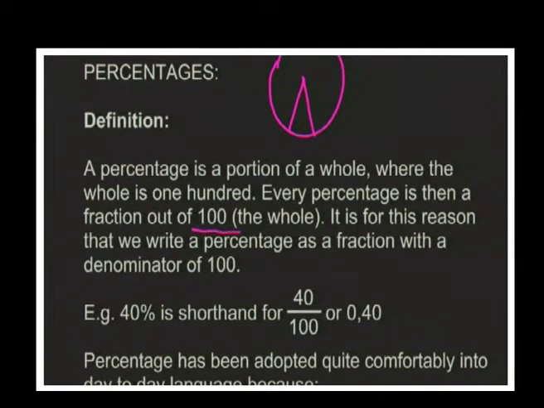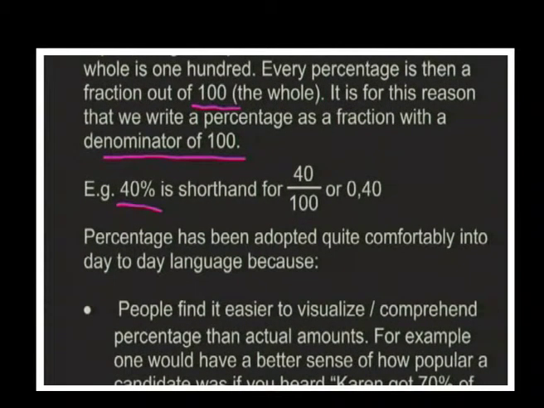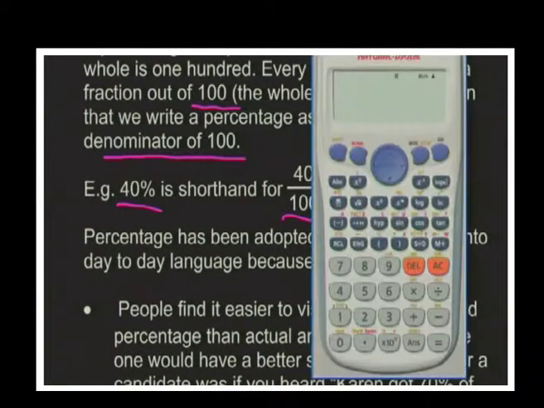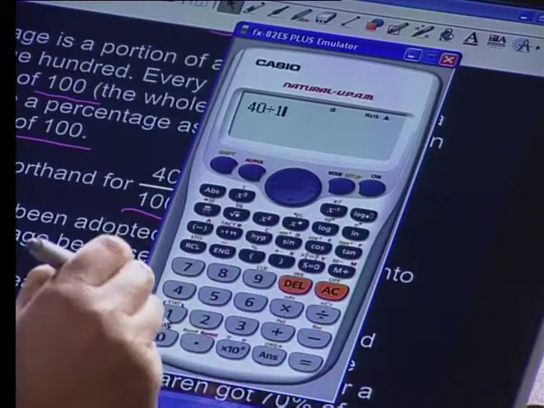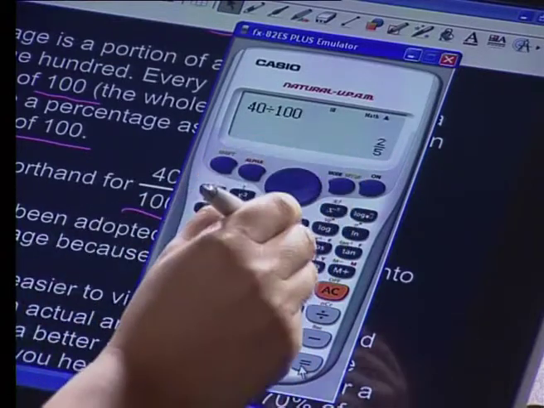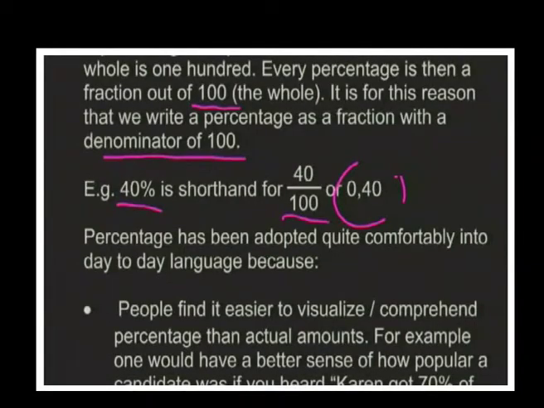For this reason, when we write a percentage as a fraction, its denominator is always 100. So, for example, 40% is actually 40 out of 100. And then to get it as a decimal, we can just plug it into our calculator and say 40 divided by 100, and we see that it is 0,4. So those are the shorthands of writing a percentage.